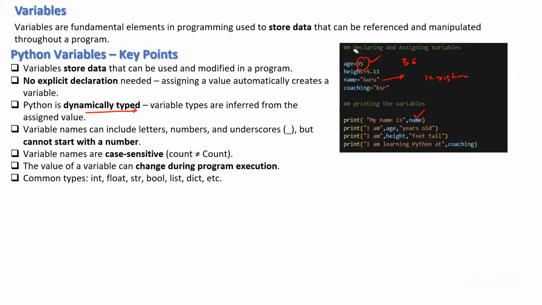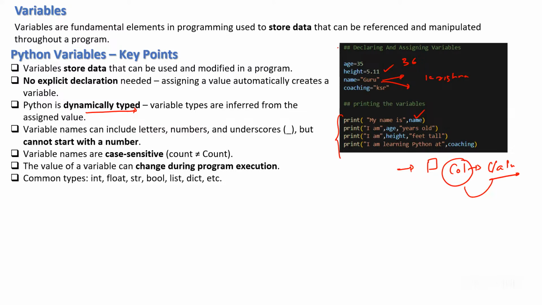Now I said height is equal to 5.11. It is a float data type. I said name is equal to Guru. It's a string data type. Anywhere, did I define my variable? In SQL, when you define a table, you define a column and what type of data type it has. Your column is also storing some value. It's a kind of container.